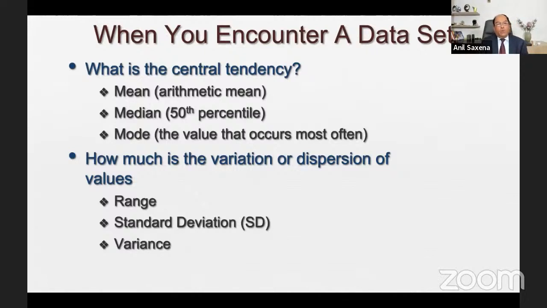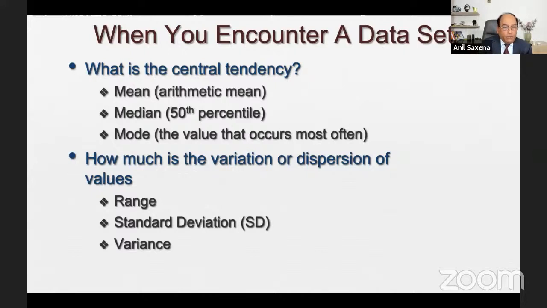Now, when you encounter a data set, you have two things in mind. One is that you want to know the central tendency, and second is how much the variation is. For example, you're looking at serum cholesterol level in a particular population, and you want to know the central tendency, the mean or average. There are three measures of central tendency. One is the mean, the arithmetic mean, where you total all the values and average them.